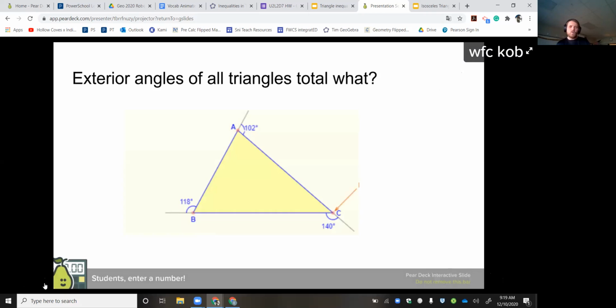Okay, so next one here, exterior angles. That's asking 118 plus 102 plus 140. What does that equal? What is always going to be true about those exterior angles? Go ahead and type in your answer.